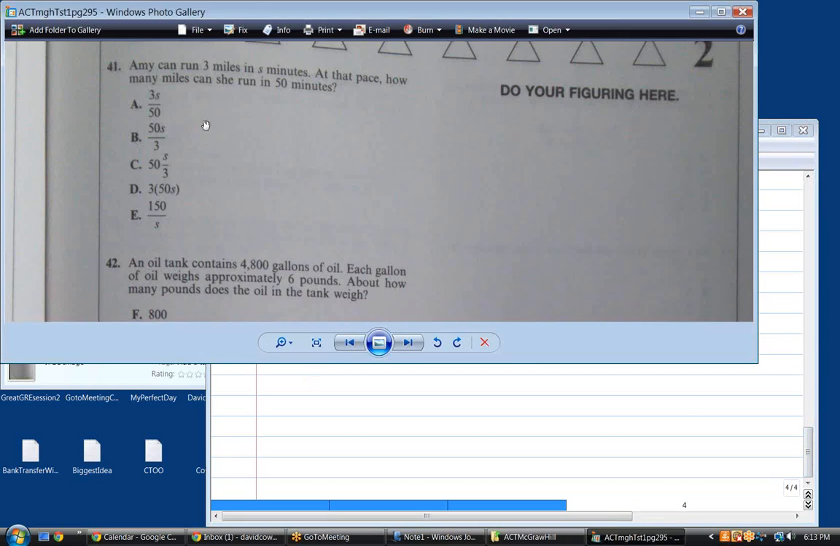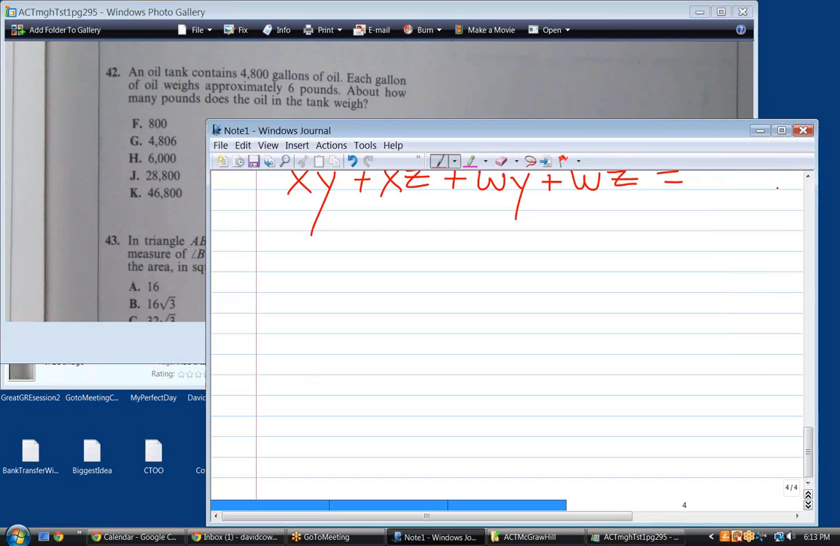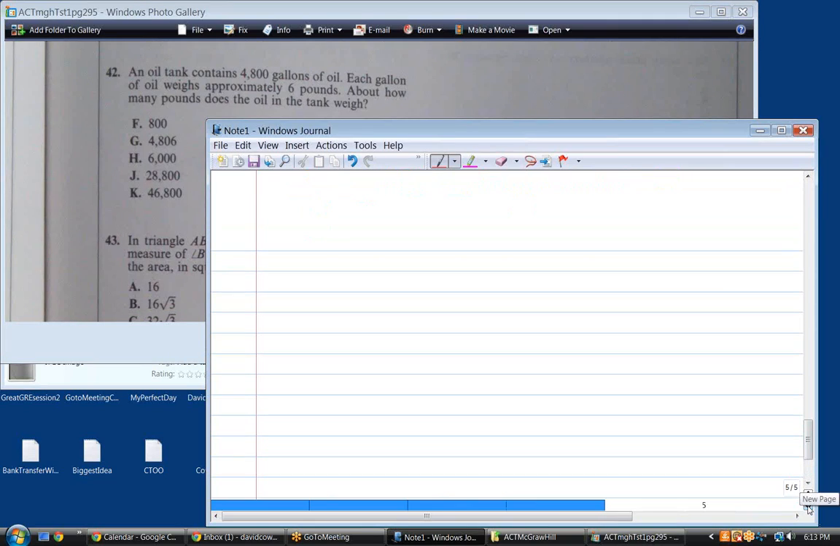All right, we might have time for one more here. Can you read that okay? So, 4,800 pounds. Okay, so just division or multiplication? Yep. It's as straightforward as that.